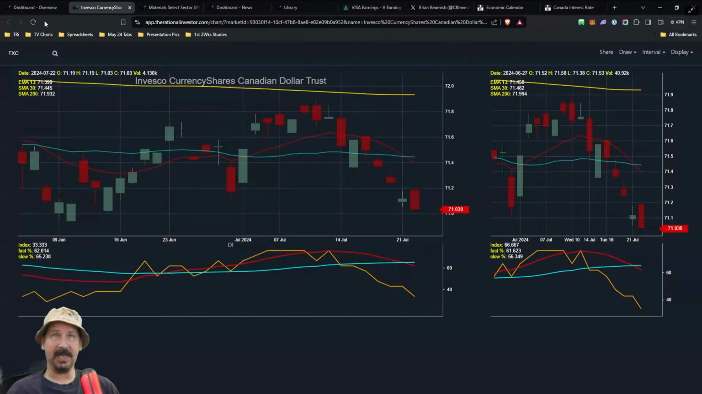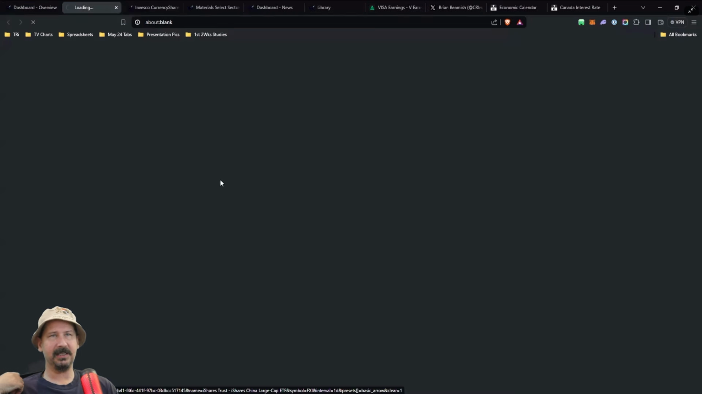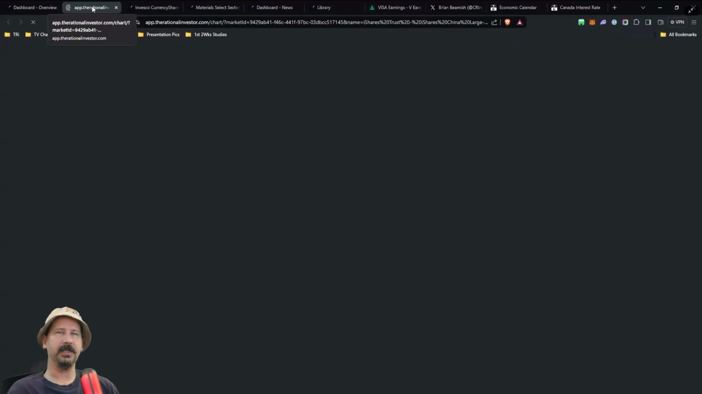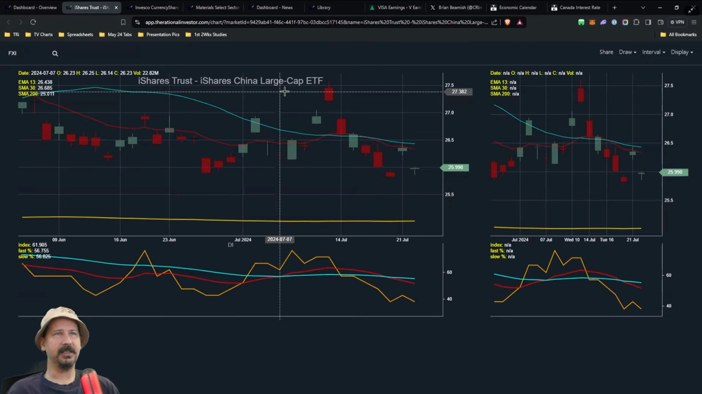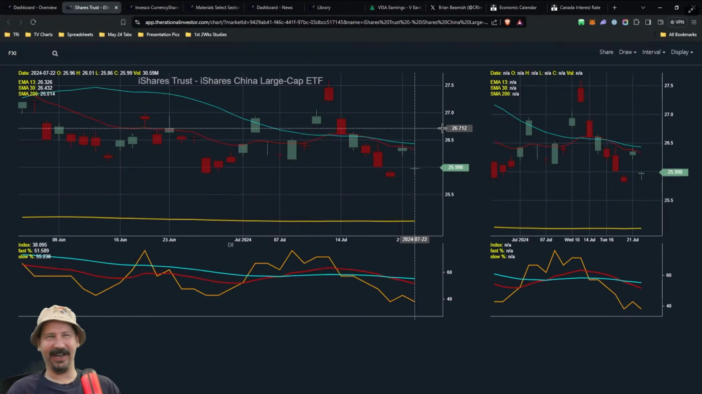The platform is actually operating perfectly. This is exactly what it's supposed to look like. Let's see what the second shittiest asset in the world is right now. FXI. This is China. Well, that seems appropriate, eh?